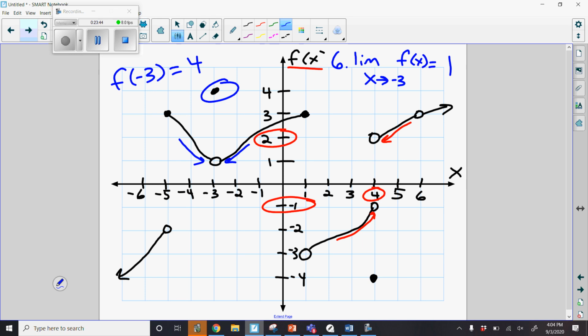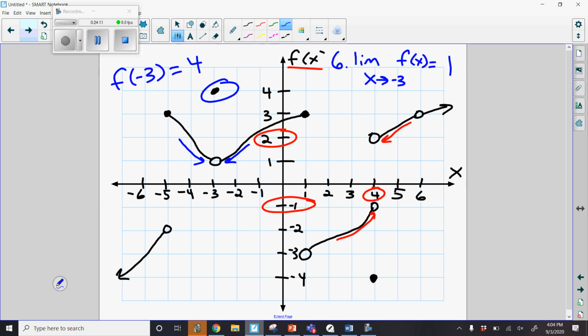Okay. How about this question? Does the limit exist as x goes to 6? Yes, the limit does exist as x goes to 6. The limit would be 3. Even though there's a hole in the graph there, what happens as you approach 6 from the left side? You approach 3. What happens when you approach 6 from the right side? You approach 3. So the limit would be equal to 3.